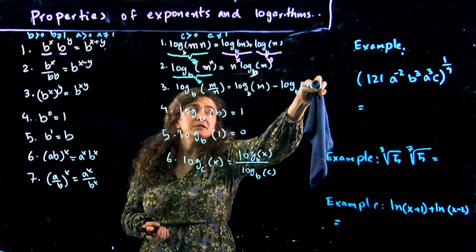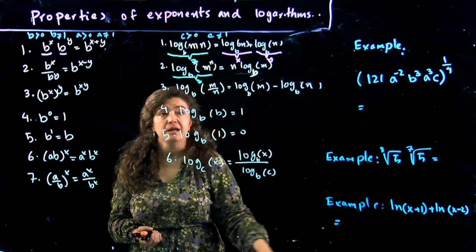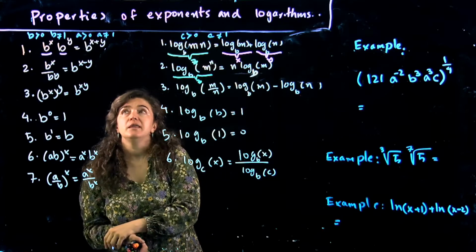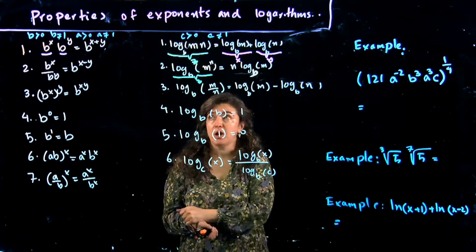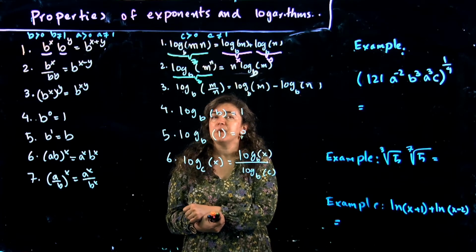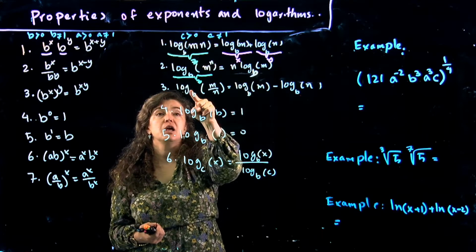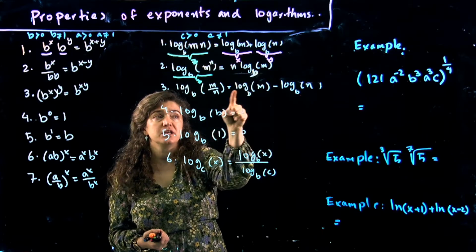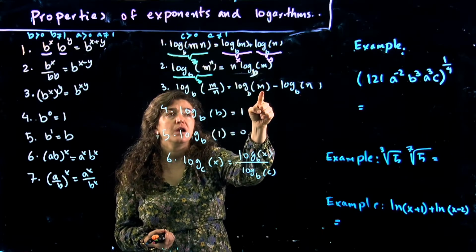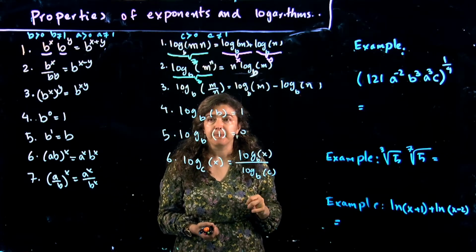These logarithmic properties come in handy a lot, and also their sister properties of exponents come in handy a lot. One of the ways that I actually read this is: log of a quotient is equal to log of the numerator minus log of the denominator.